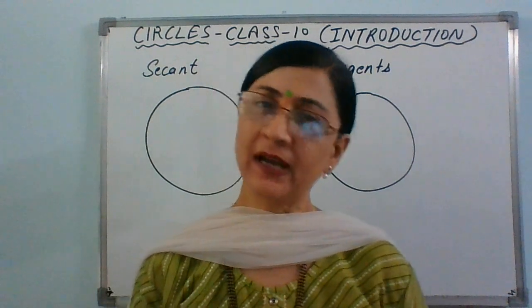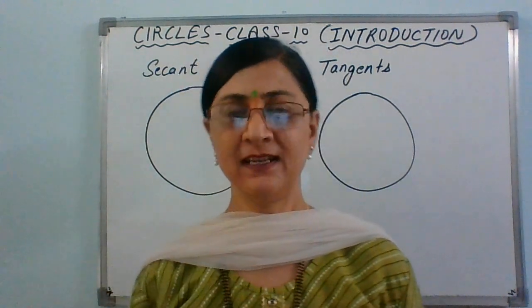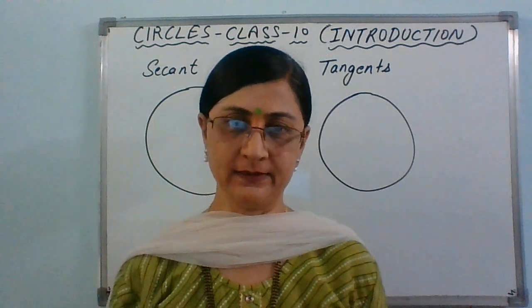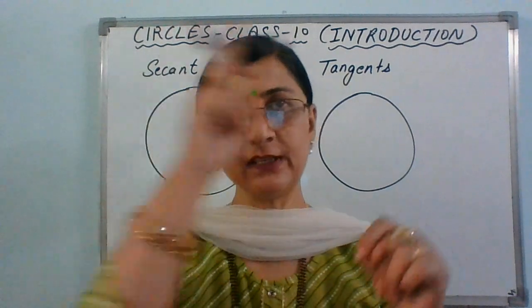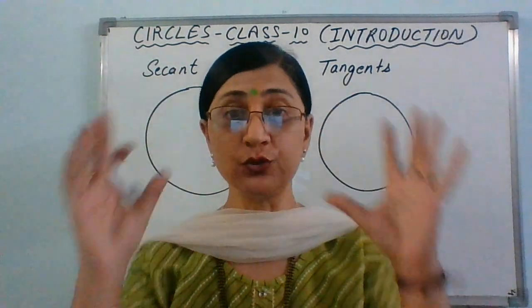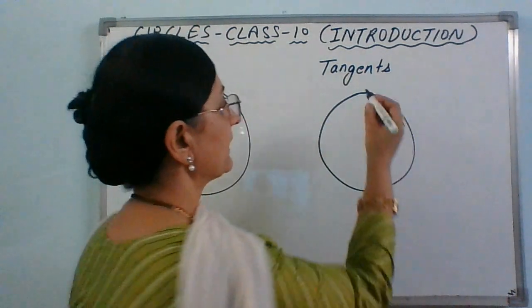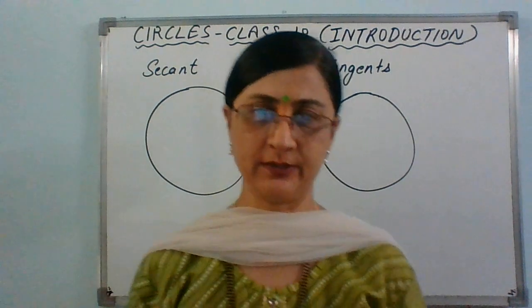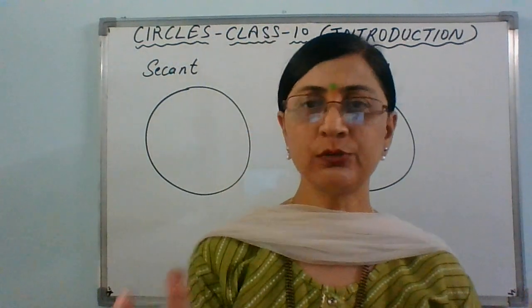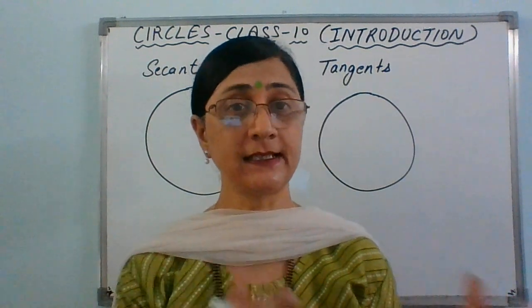So in this video I'm here with chapter 10 of class 10, circles. As you all know, what is a circle? A circle is made up of infinite number of points. When you join infinite number of points, a circle is formed. There are infinite points on a circle. So we come across two terms in this chapter, secant and tangents.